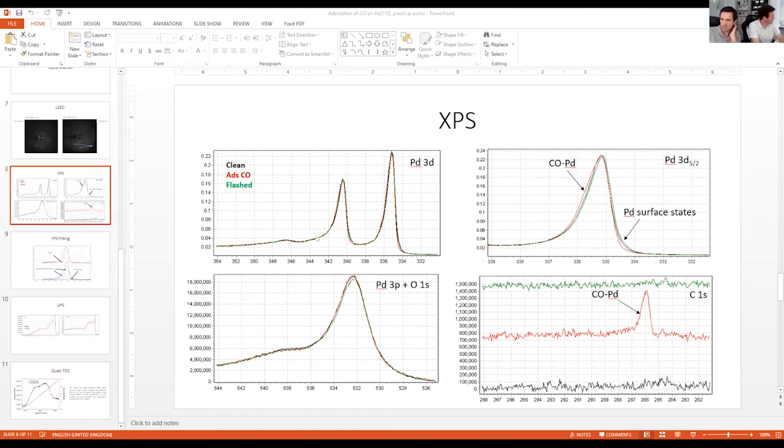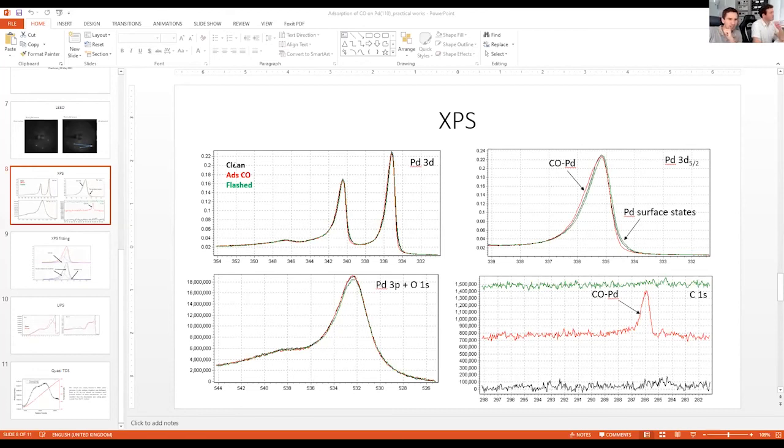So these are some measurements which we've done with one of our students on palladium. However, it was not NAPXPS. It was more like a vacuum study. So the CO adsorption was done in a vacuum chamber with only one or two monolayers. I think it was 2 or 3 monolayers. This was kind of a test experiment.